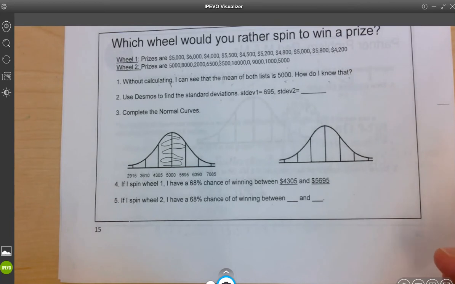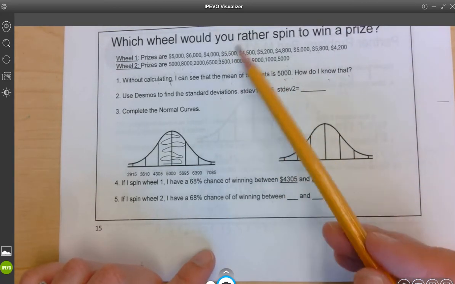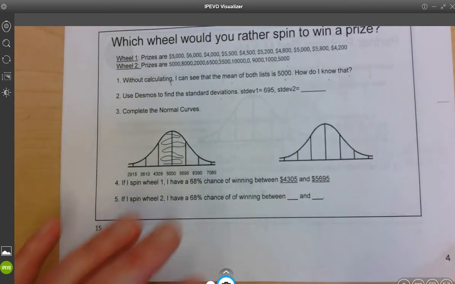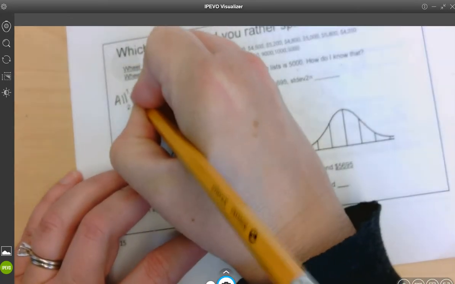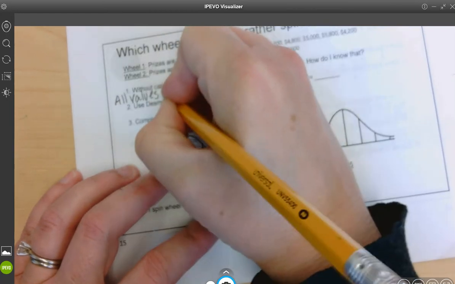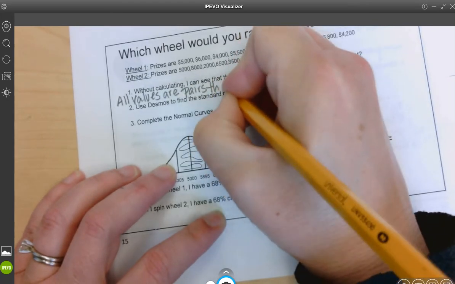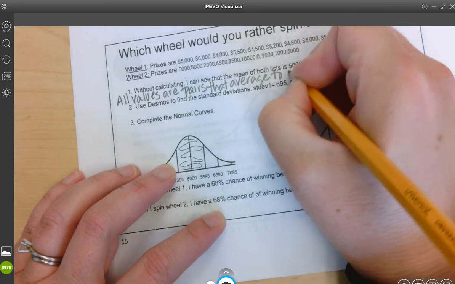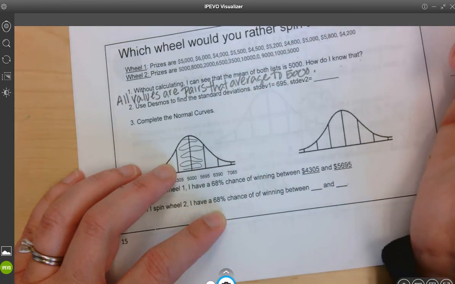If you have an idea, you can write it down. I'm going to give you a minute to think. I'm going to walk around, but study those numbers. All values are pairs that average to 5,000. For example, 6,000 and 4,000 average to 5,000.